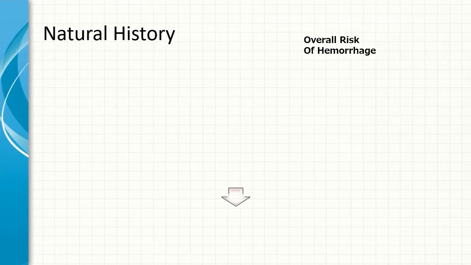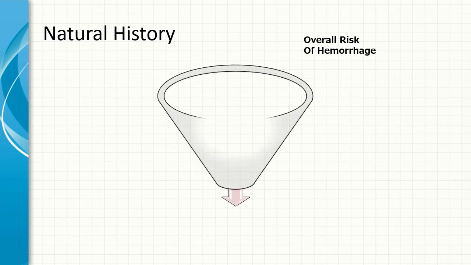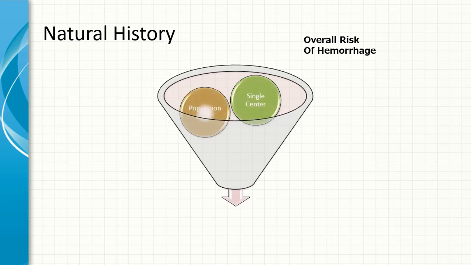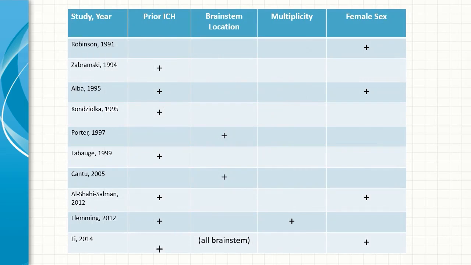Patients want to know what will happen to me with time. What is the natural history of cavernous malformation? And there have been a number of prospective studies looking at this very question. Some are single center, some are population based, and some are based on location only. And when you put all patients together, the overall risk of hemorrhage is about 1 to 4% per year. However, the risk varies depending on specific features.